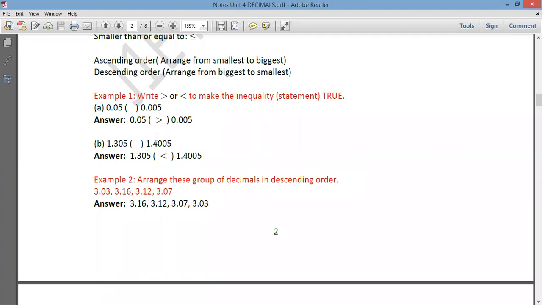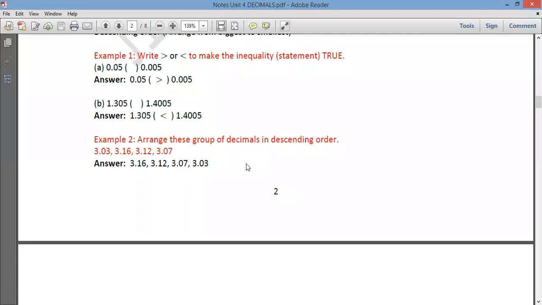Okay, then B, 1.305 compare with 1.4005. So obviously this number is bigger than the previous one, this one. So you have to fill in the symbol of smaller than. Okay, so this is your correct answer.